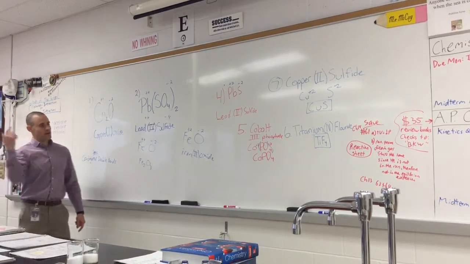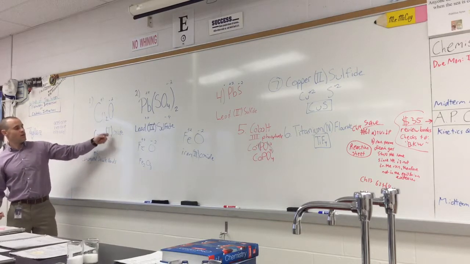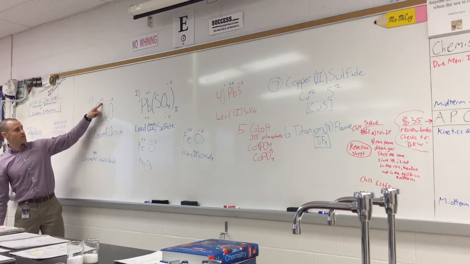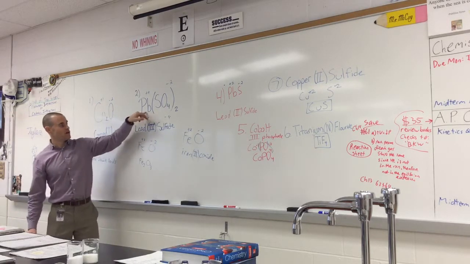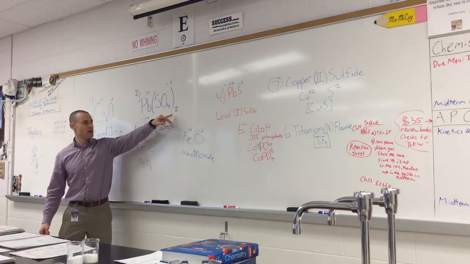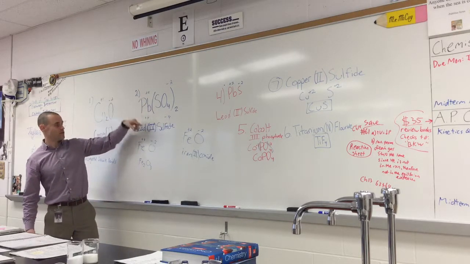So real quick, let me go through this for period 7. Cu2O is copper 1 oxide. This must be +1 because there's 2 of them. +2 -2 adds up to 0. This one, PbSO4, and those of you in period 7, I already labeled all the charges and everything, so that's why there's a lot of stuff here.